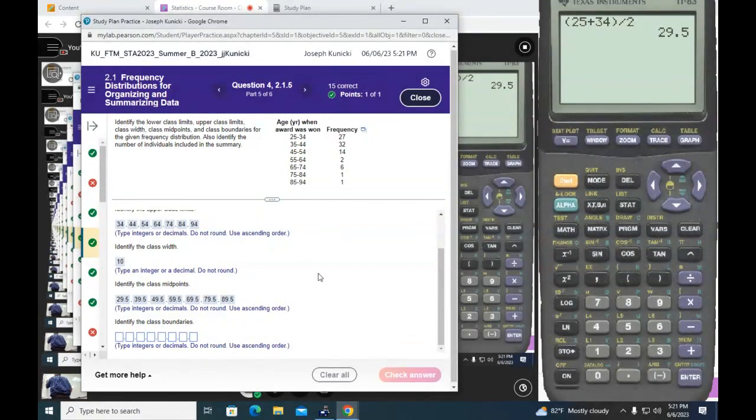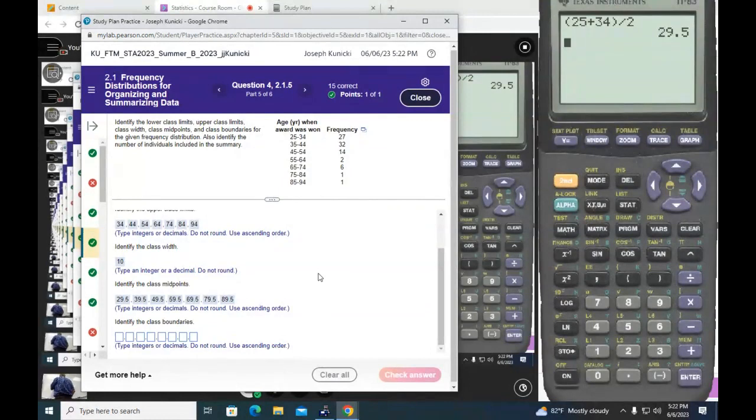For the boundaries, we're going to draw a histogram. And the boundaries are the numbers that are between the limits. You can't see it on the first one, but what's the number between 34 and 35? What's halfway between them? 34.5. So what do you suppose the next boundary is between 44 and 45? What did I add? 10. So these are my class boundaries.